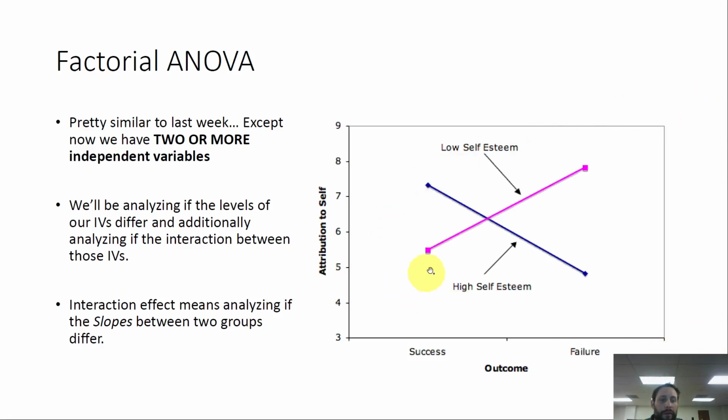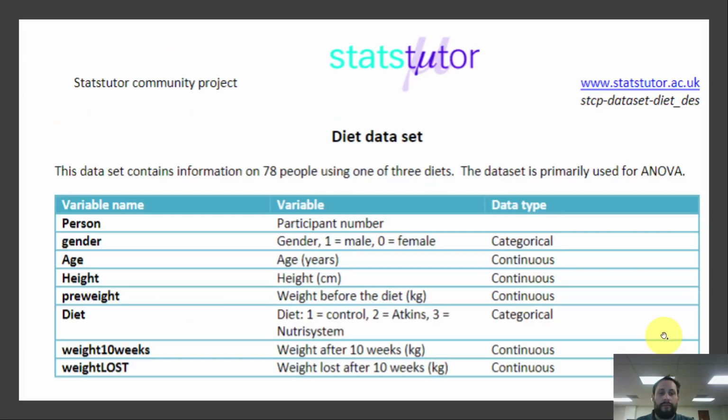As you can see, people with low self-esteem have different experiences with success and failure in terms of attribution to self as compared to people with high self-esteem. So whether you're high self-esteem or low self-esteem really matters for how your attribution to self will be affected when you are faced with an outcome of success or failure. Notice how the slopes differ dramatically, and that would be an indication of an interaction effect.